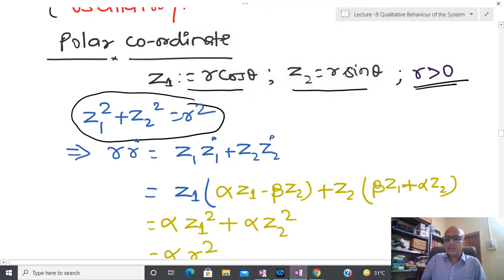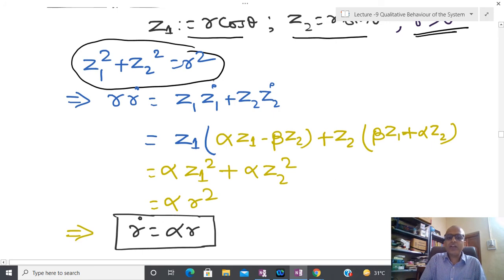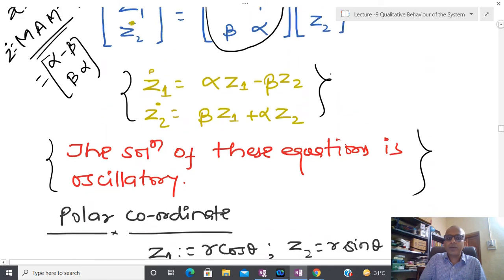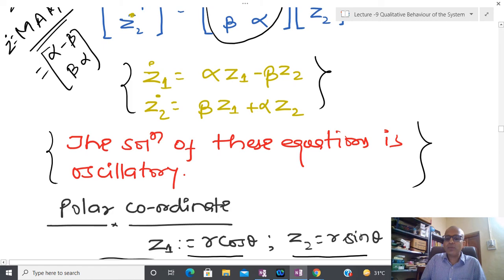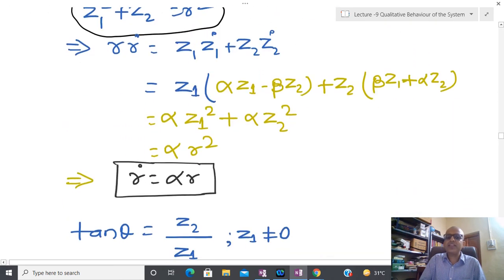is substitute z1 dot and z2 dot, which you can see here from this expression: alpha z1 minus beta z2, and z2 dot is this. So the same thing I am going to substitute here. That is just a calculation, and after that you can do the simplification, and it is possible to show that r dot is alpha times r squared, where I have already told you that r is greater than 0, and r is 0 only when z1 and z2 equal 0.